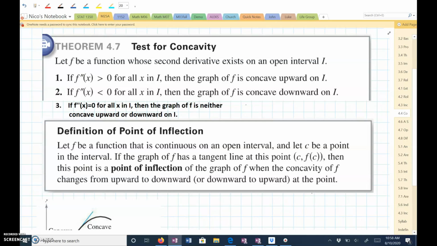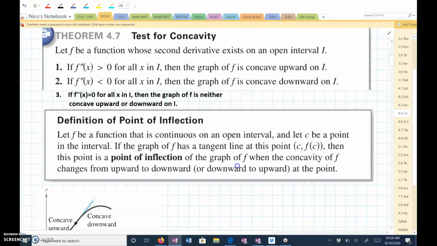Finally, number 3, if the second derivative of f is equal to 0 for all x in I, then the graph of f is neither concave upward nor downward on I. So these are the tests that we're going to use here in a minute to figure out concavity.